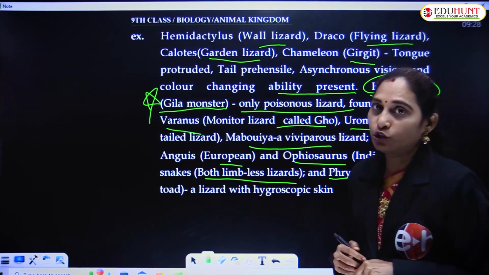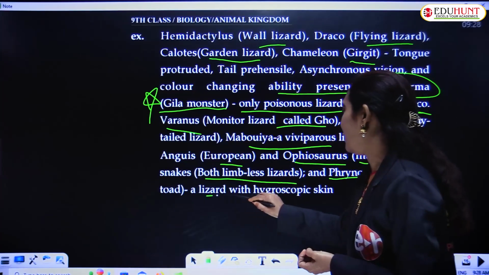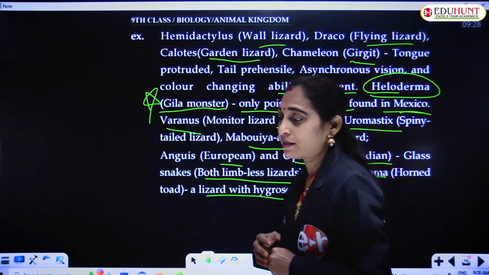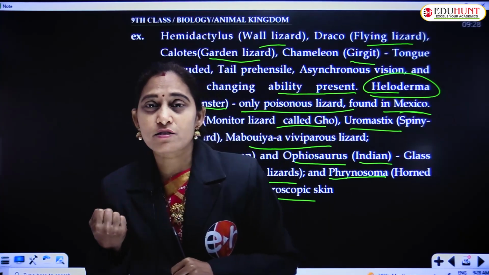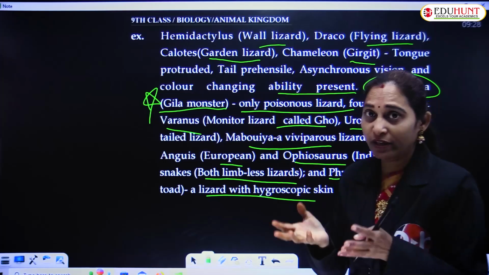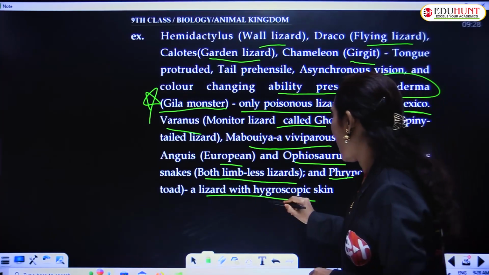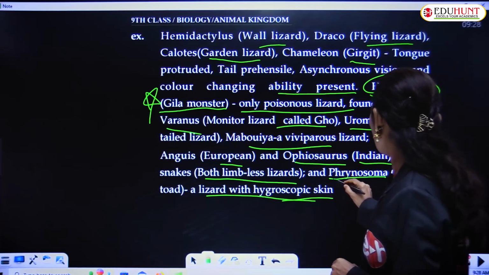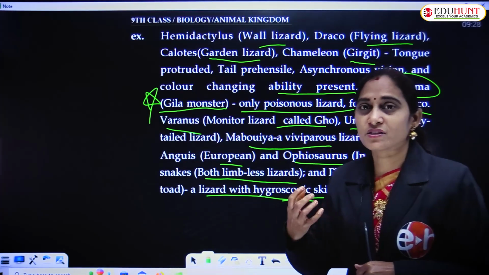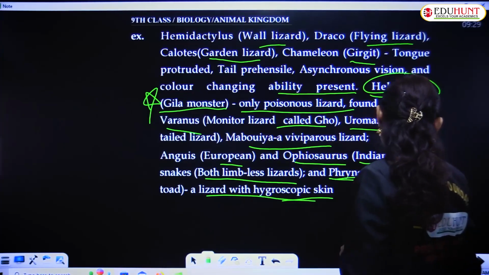Phrynosoma, horned toad. Actually, it's not an actual toad. A lizard with hygroscopic skin. Hygroscopic is nothing but it captures the moisture from the surrounding environment, from the surrounding atmosphere. It grabs the moisture. That is hygroscopic skin. The Phrynosoma, horned toad, has a skin which takes the moisture from the surroundings.